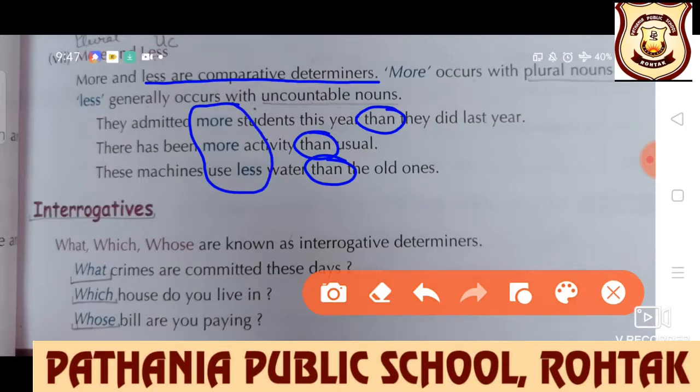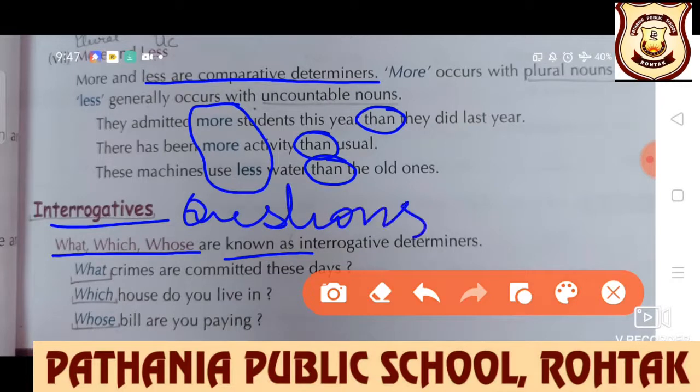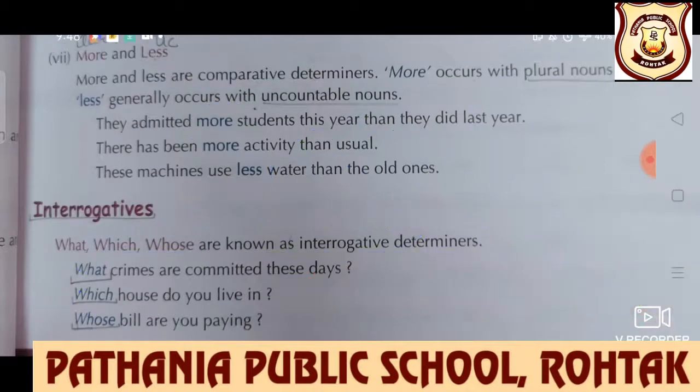Further, last is interrogatives. In interrogatives, what, which, whose are always mentioned. They are obviously used to ask questions. What crimes are committed these days? Which house do you live in? Whose bill are you paying? So, for asking questions, these determiners are used.